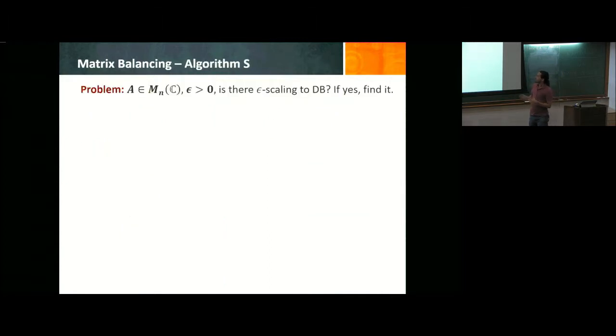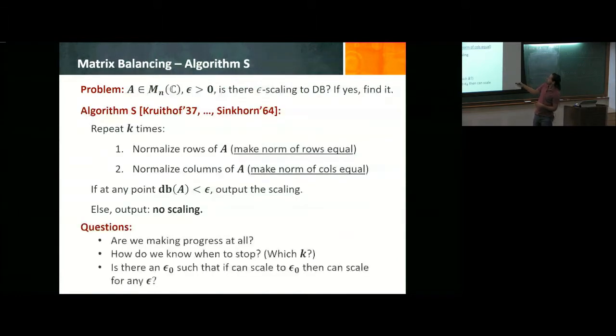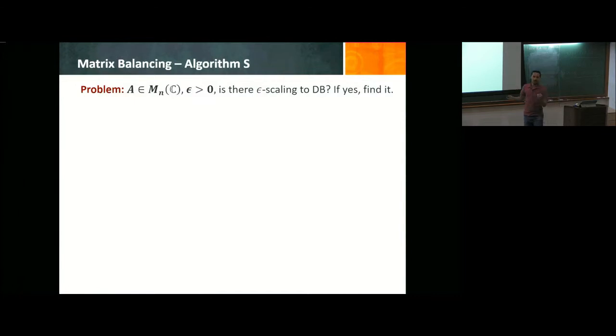And now our problem is, given a complex matrix A, this is an n by n matrix, and a parameter epsilon, is there an epsilon scaling to doubly balanced? I give you the matrix, I give you a parameter epsilon, and if yes, let's find it.